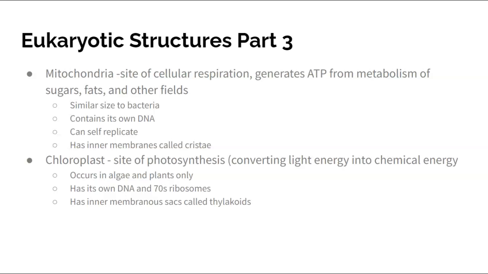Chloroplast is in plant cells and is the site of photosynthesis, so this is how plants get energy. It only occurs in algae and plants, has its own DNA, similar to mitochondria, and 70S ribosomes, similar to what we see in prokaryotic cells. And its inner membranes are called thylakoids.